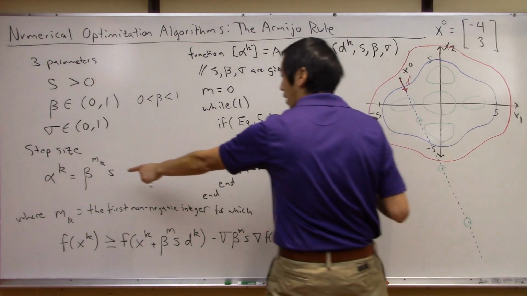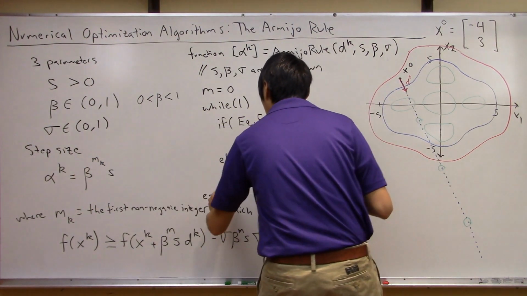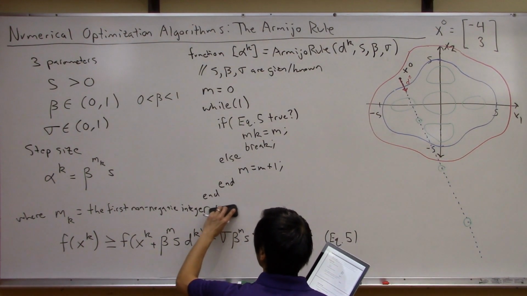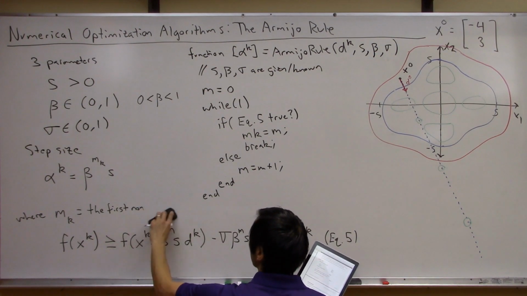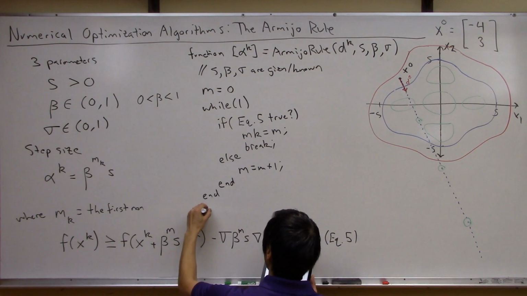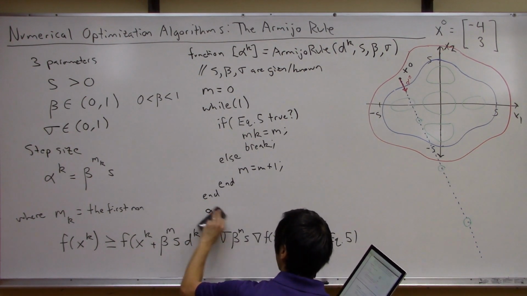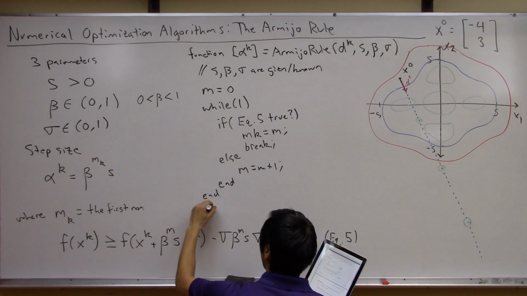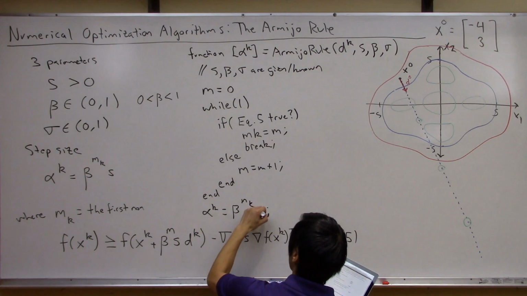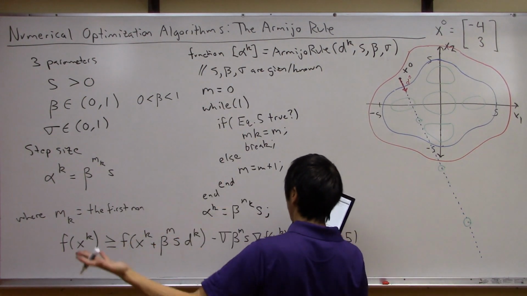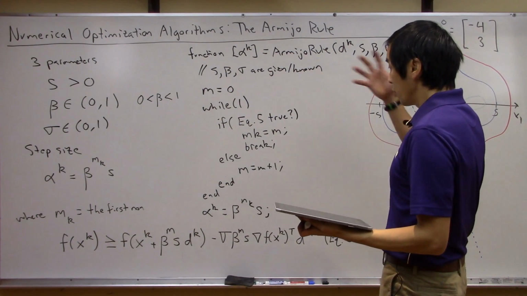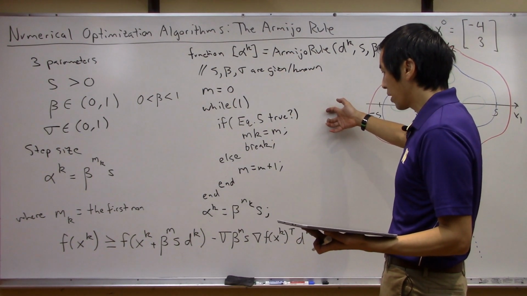So now it's just a matter of calculating alpha k. Outside here, the next line, oh shucks, I'm going to run out of space. Let me do this. Okay, so now you have enough information to say alpha k, whoops, I want alpha, not a. Alpha k is nothing more than beta to the mk times s. That's the return argument, and then you're done. So it's not that bad. You can pretty much code this up in just a few lines.